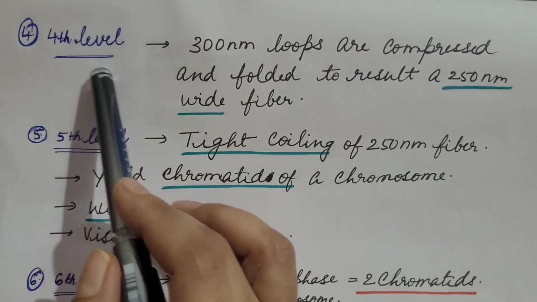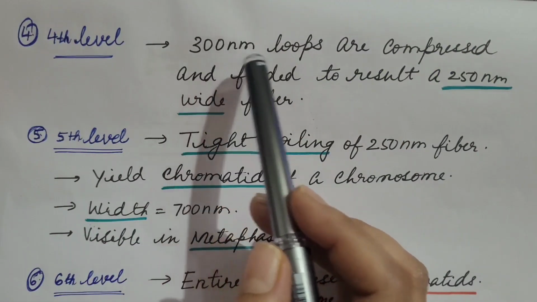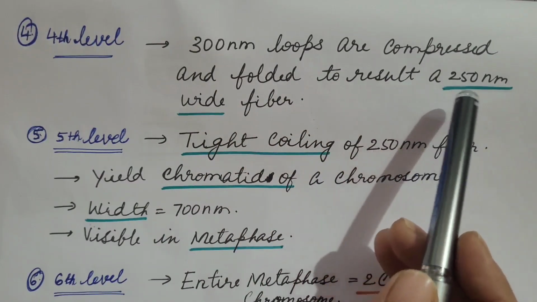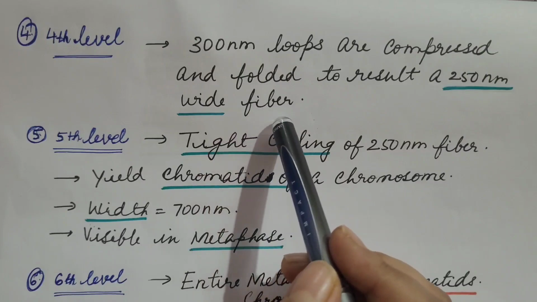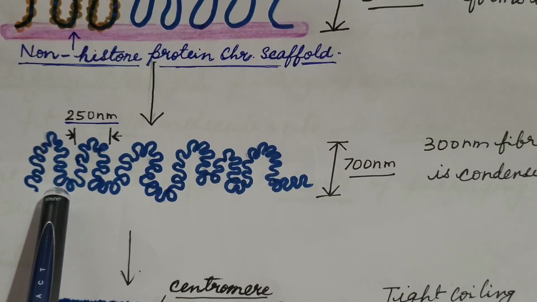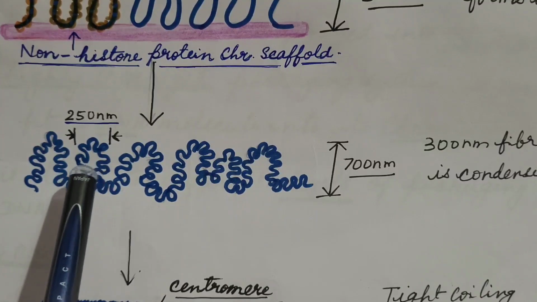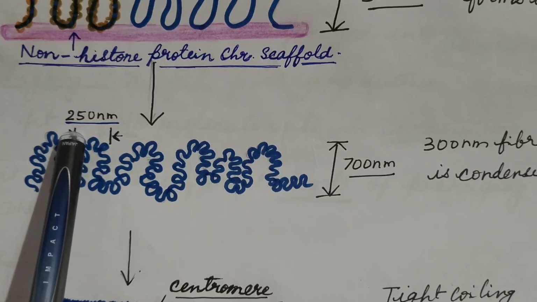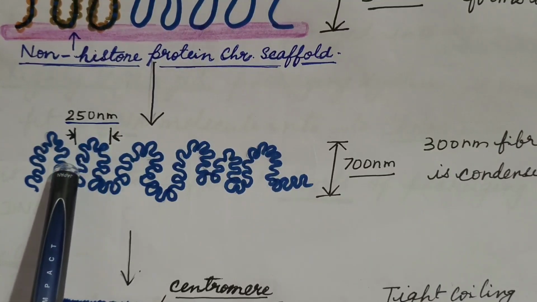Next is the fourth level of organization. 300 nanometer loops are compressed and folded to result in a 250 nanometer wide fiber. The 300 nanometer loop is compressed and folded, and it results in a 250 nanometer wide fiber. This is the 250 nanometer wide fiber.